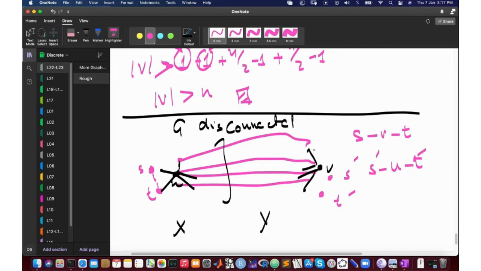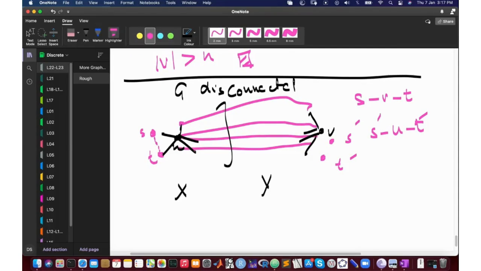Because we know that every vertex in here is connected to U, since it was not connected to U in the original graph. That's how we prove that every pair of vertices is connected. Pick any pair of vertices: if they are in X, they must be connected through V. If they are in Y, they must be connected through U. If one of them is in X and the other in Y, then they are connected by an edge, because they were not connected by an edge in G, so they must be connected by an edge in G complement.